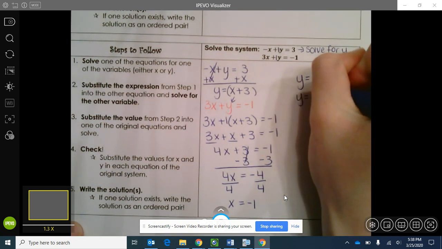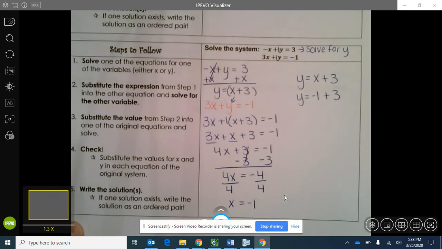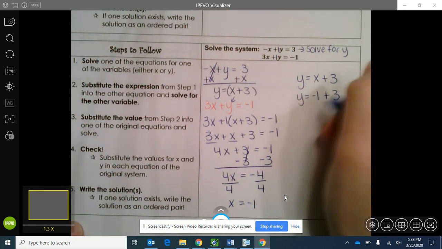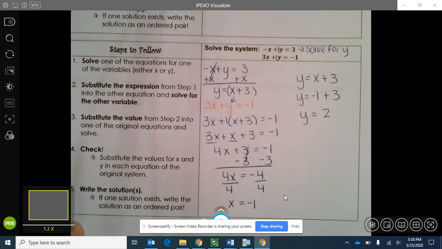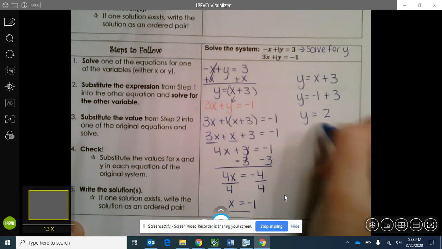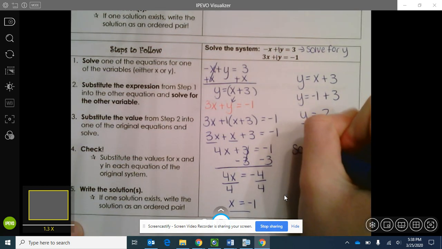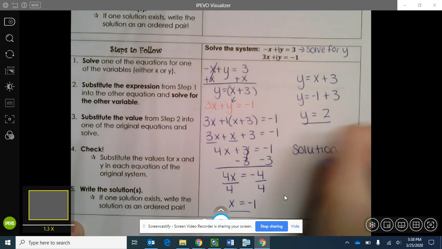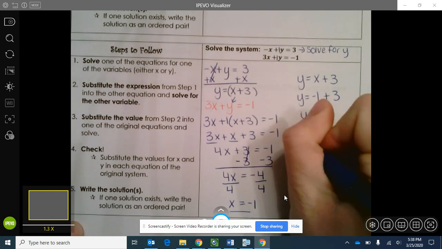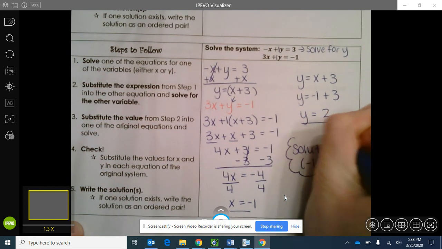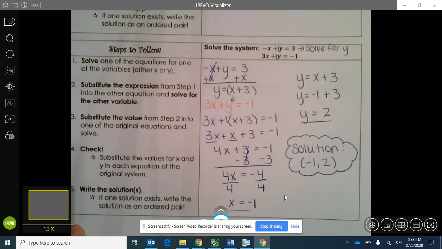I'm going to substitute in negative 1 for x. So I have y equals negative 1 plus 3. Negative 1 plus 3 is 2. So here's my x value, here's my y value. Remember to write your answer as an ordered pair. Negative 1, comma 2 is your final solution.